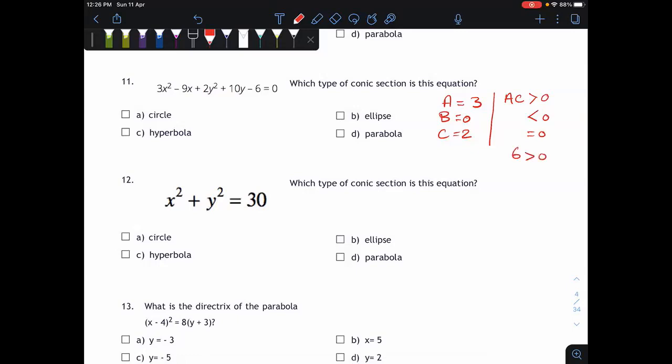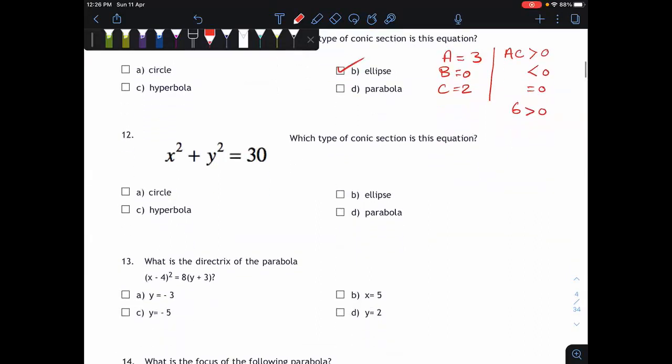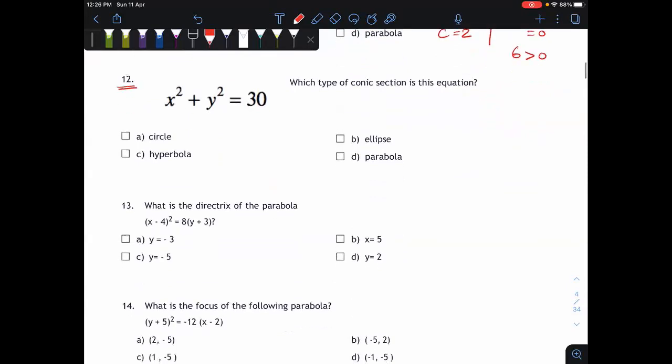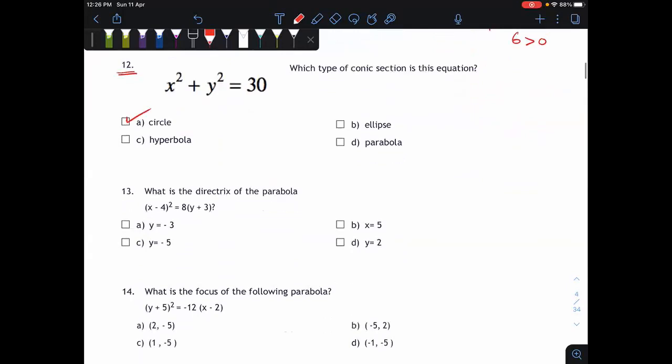So when A times C is greater than 0 and A is not equal to C, it's an ellipse. But when the product of A and C is a negative number less than 0, and A and C are not equal, it's a hyperbola. Which type of conic section is this in question 12? Easy, it's a circle, with center (0, 0) and radius root 30.